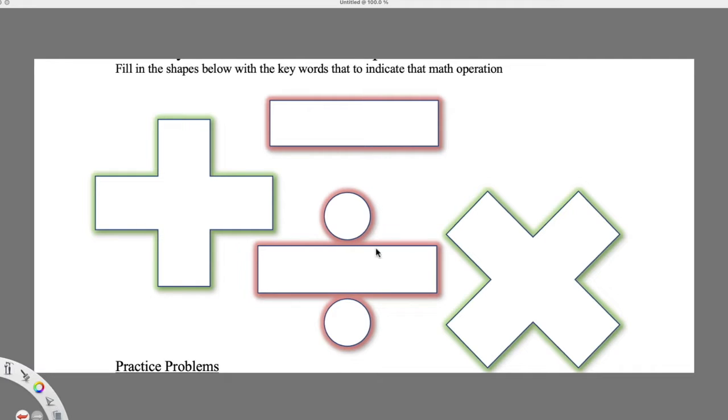So on your notes page, you should see something like this. And then it's just a cute little organizer. So we're going to put the words that have to do with addition in the addition symbol, subtraction in the subtraction, division, and then multiplication. And I know we don't really use an X for multiplication anymore, but it's one of those things that's been ingrained in us for a very long time to use that X for multiplication. So it's just kind of my placeholder here for multiplication.